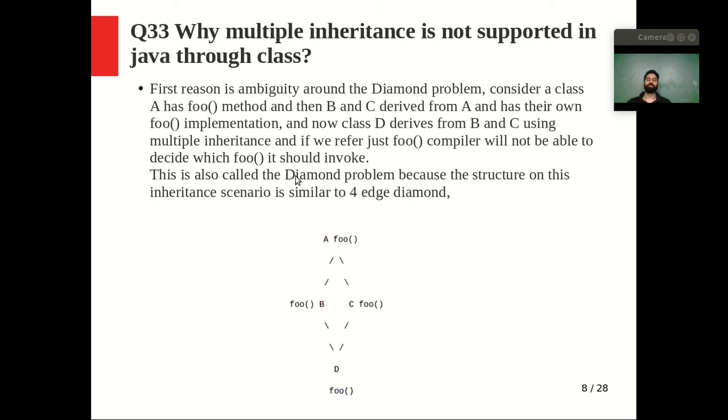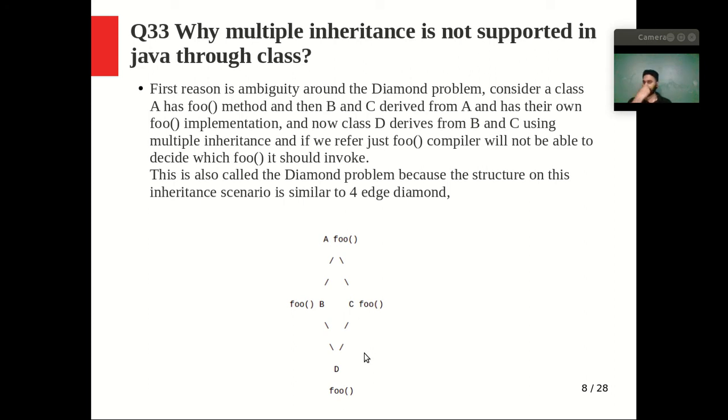So this is also called the diamond problem, because the structure of this inheritance scenario is similar to a four-edged diamond. That's why it is called the diamond problem. And let's say if I remove this class A also, the compiler will still be confused. If we create an object of class D and try to call the foo method, the compiler will get confused about whether to call the method from class B or C. So this is all about ambiguity, right?